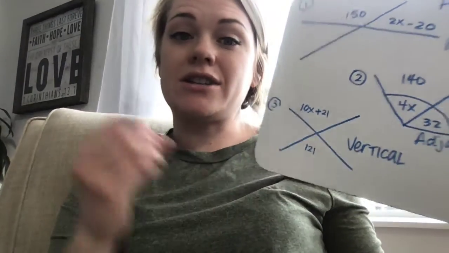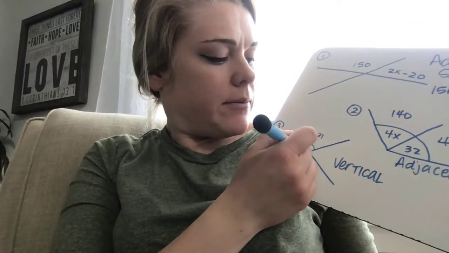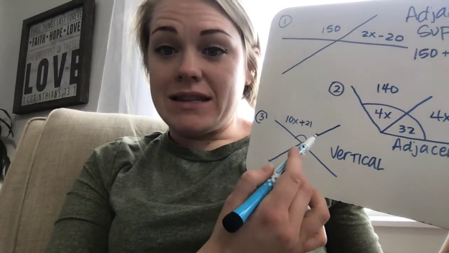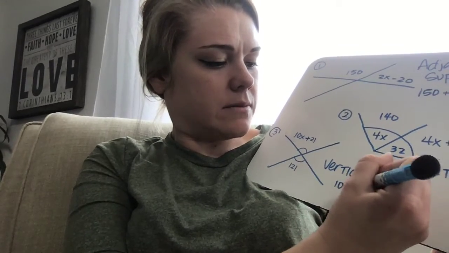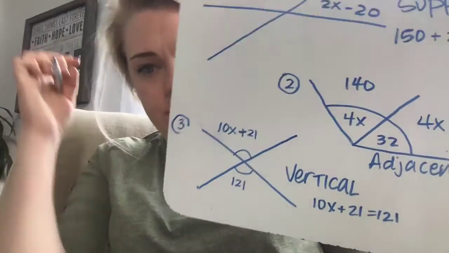And vertical angles are exactly the same size. If I were to fold the paper in half, they would line up right on top of each other. So that means this equals this. So 10x plus 21 equals 121.